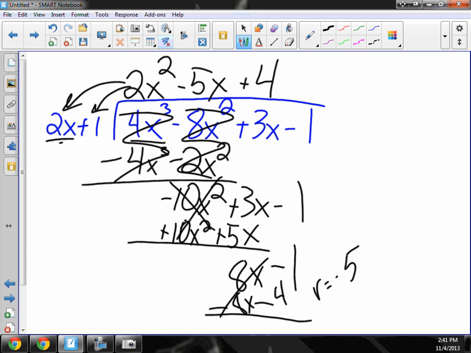How do I know that's my remainder? How many times does 2x go into negative 5? None. So that's where I stop. So it's 2x squared minus 5x plus 4 plus or minus 5 over 2x plus 1. You like that way? Good.